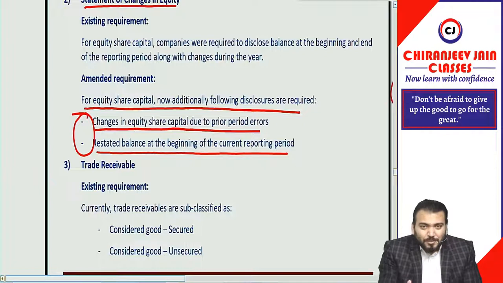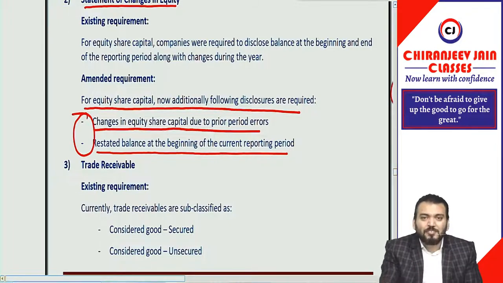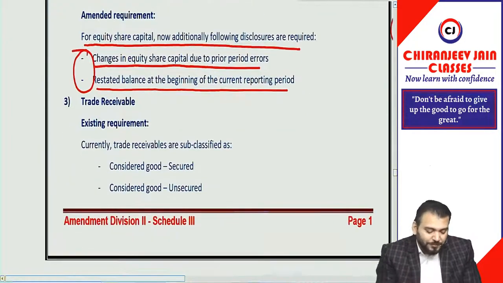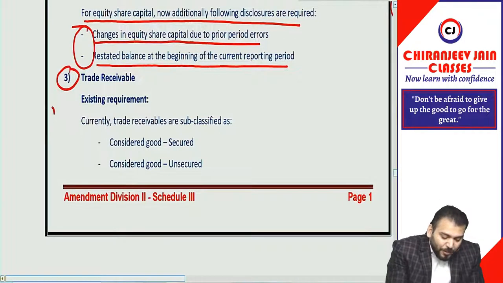However, can I say, even though it was not given as per the existing requirement, if we apply Ind AS 8, automatically it will be covered. Automatically it will be covered, but now it is mentioned in Division 2 of Schedule 3. Got it? Then point number 3, this is very important from the examination point of view.